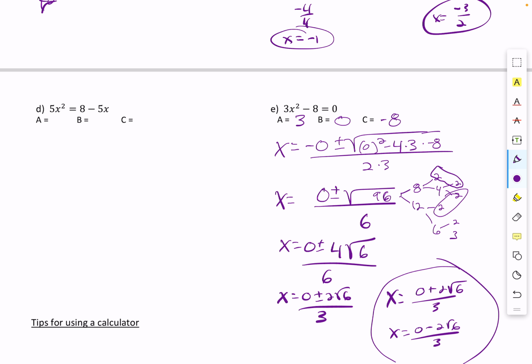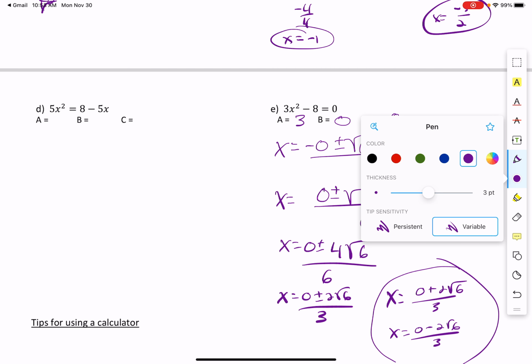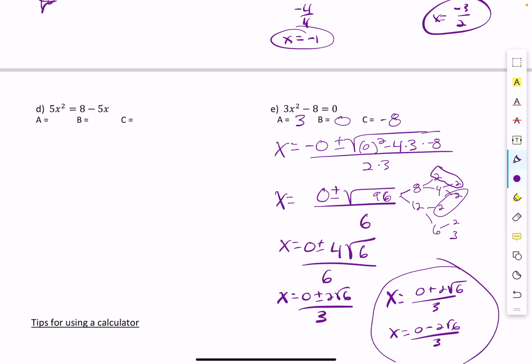I'm going to have you change this one though because I want to talk about a different situation. So change this to plus 5. Okay, so change that to a plus 5. Last one and then we're done. Okay?